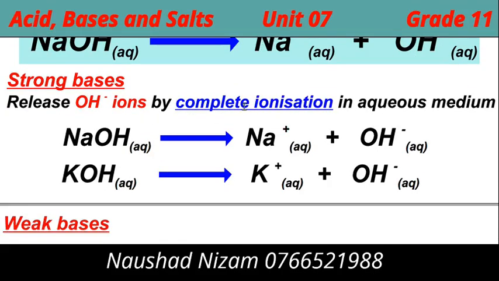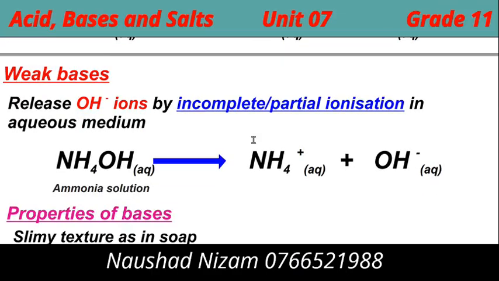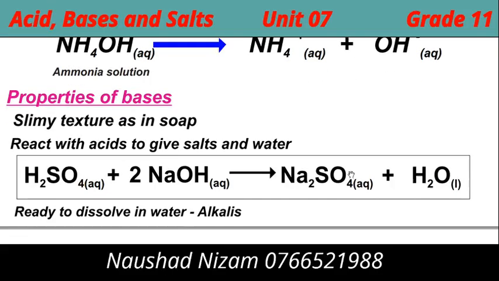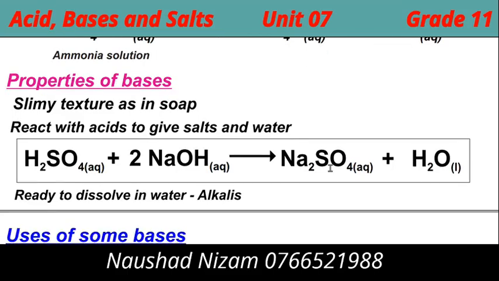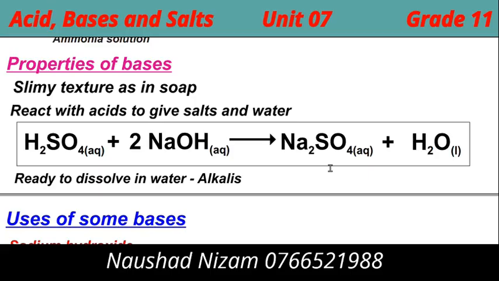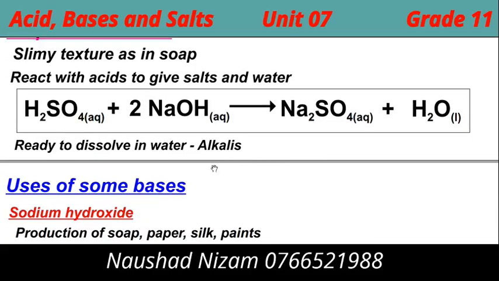Strong bases release OH ions by complete ionization. That means no remaining of the compounds. Weak bases release OH ions by incomplete, partial ionization. That means you find OH minus ions as well as ammonium hydroxide molecules in the solution, in the medium. Generally, the properties of bases: they are slimy in texture and they react with acids. They give salt and water. The bases which dissolve readily in water are called alkalis.